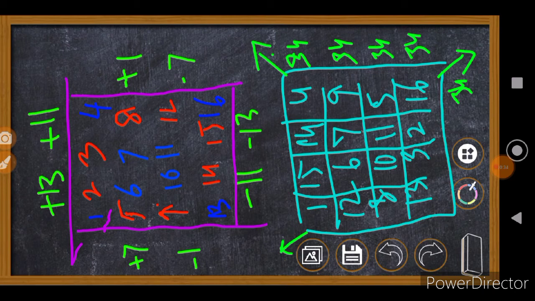Now you can verify the addition of the columns: 1 plus 12 plus 8 plus 13 will be 34. 15 plus 6 plus 10 plus 3: 15 plus 6 is 21, plus 10 is 31, and plus 3 is 34. 14 plus 7 plus 11 plus 2 is also equal to 34. 4 plus 9 plus 5 plus 16 is also equal to 34. And diagonally we can add them up: 13 plus 10 plus 7 plus 4 will be equal to 34, and 16 plus 11 plus 6 plus 1 will also be 34.